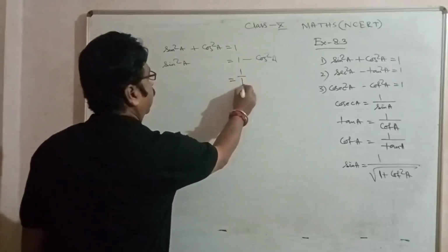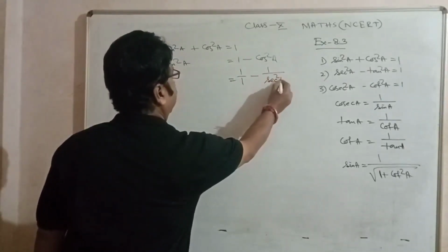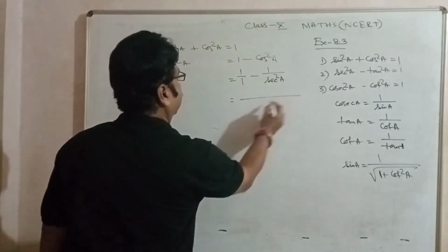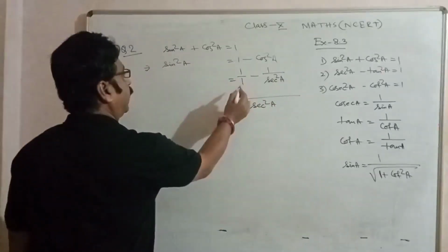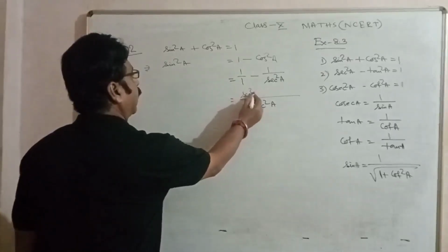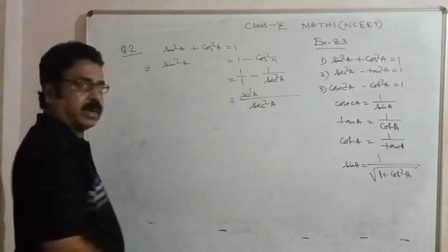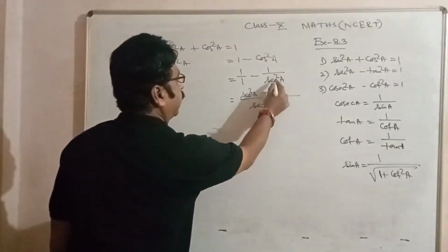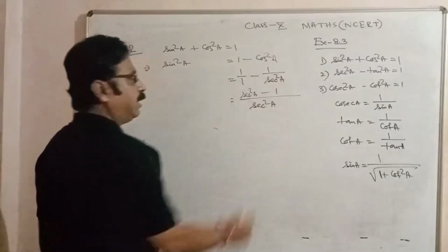We can write 1 minus 1 upon sec square A. Sec square A will be the LCM. 1 into sec square A is sec square A, minus 1 into numerator is 1.